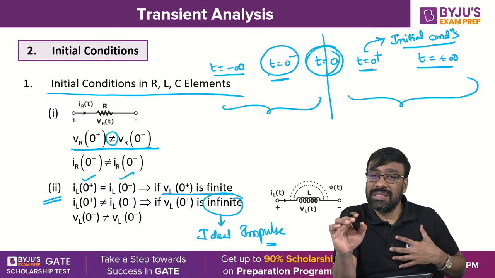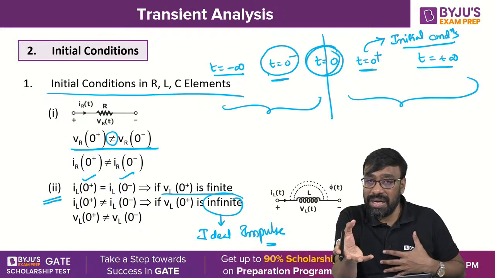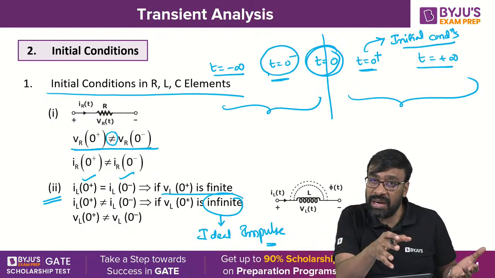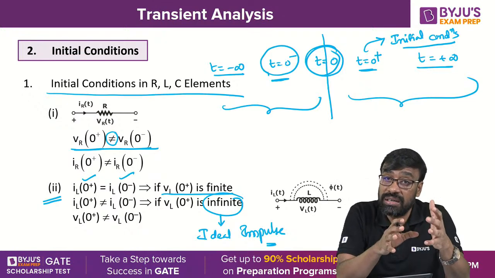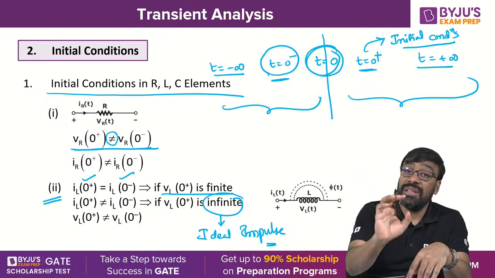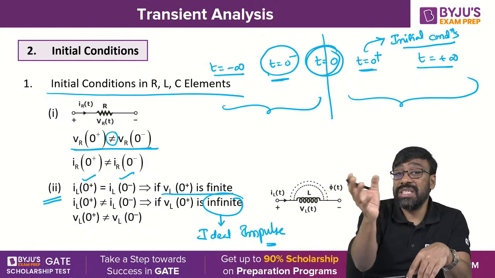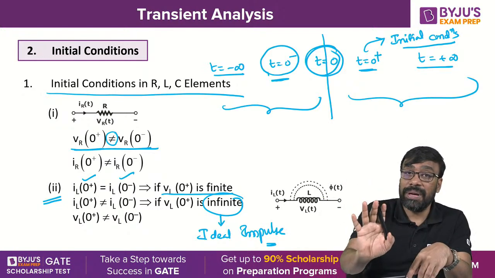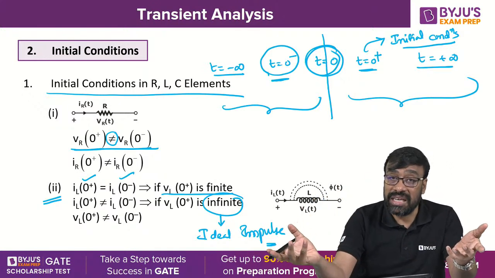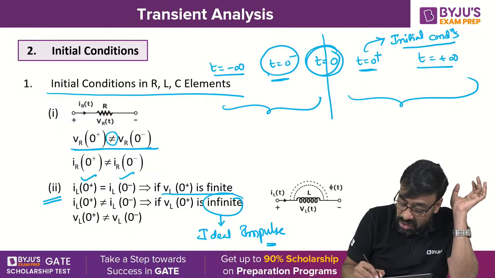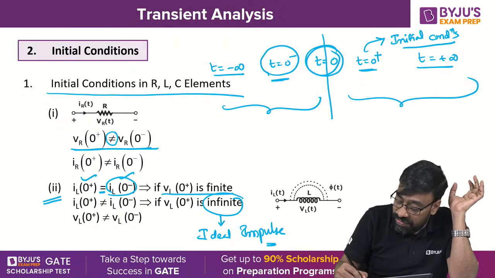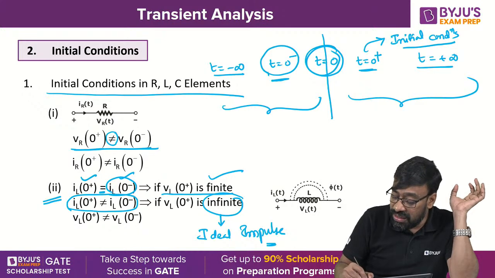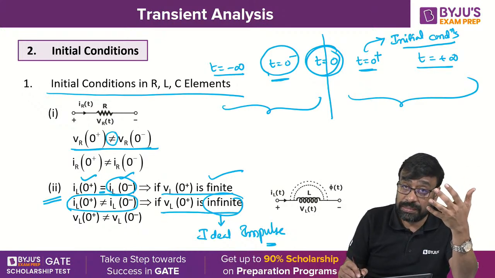Similarly, a body is nothing but a mechanical storage element. It stores energy in the form of kinetic energy. But an inductor stores energy in the form of magnetic field. It also has inertia in the form of the current. When you apply a finite voltage, the current may not accept the sudden change. When you apply an infinite voltage, nothing but an ideal impulse, the current through the inductor may change instantaneously. That is why IL(0+) is equal to IL(0-) when VL(0+) is finite. IL(0+) is not equal to IL(0-) when VL(0+) is infinite, nothing but an ideal impulse.